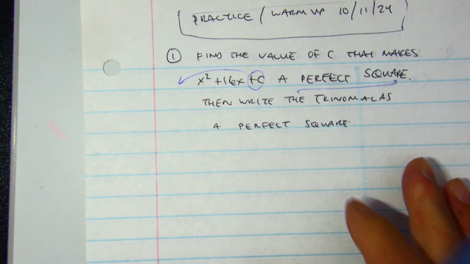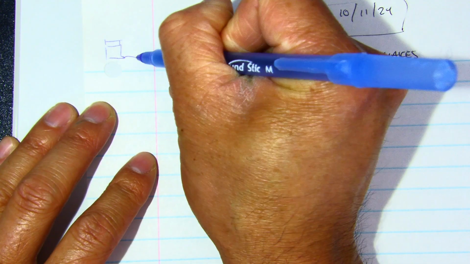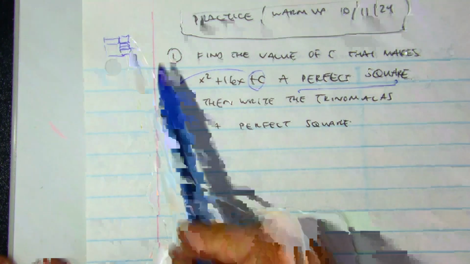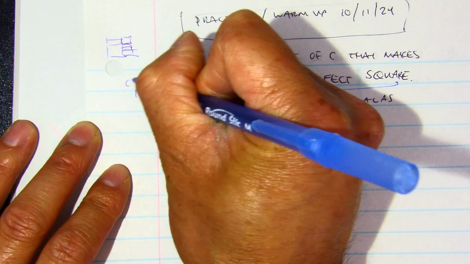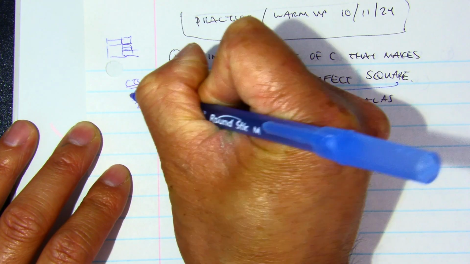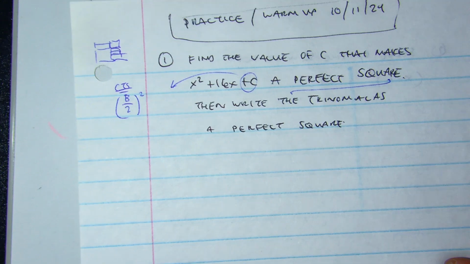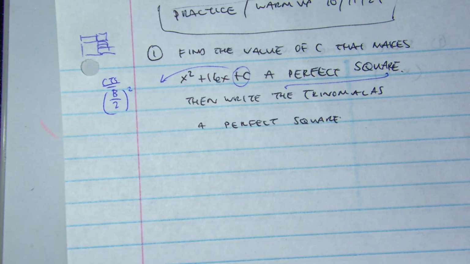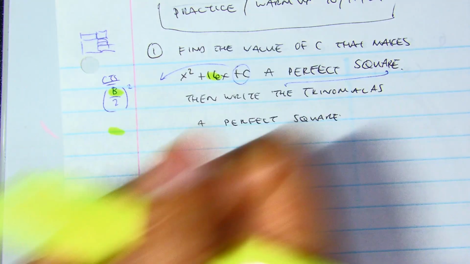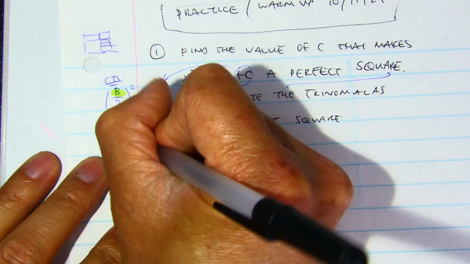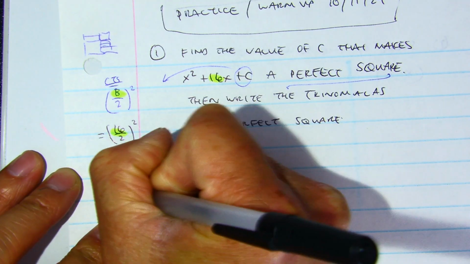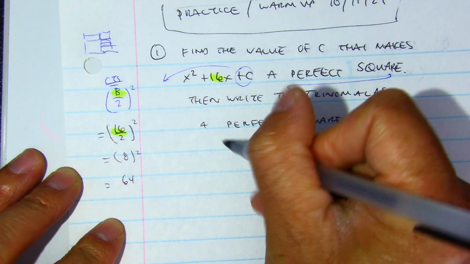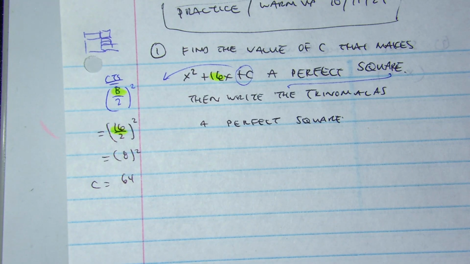Remember what the C value is in completing the square. We already did this visual where you take the sides of the square, divide it by 2, and then square it. So that C value is taking the B value, divided by 2, squared. Our B value is 16. So 16 divided by 2 is 8, and then we square that using the order of operations. Simplify, C is equal to 64.